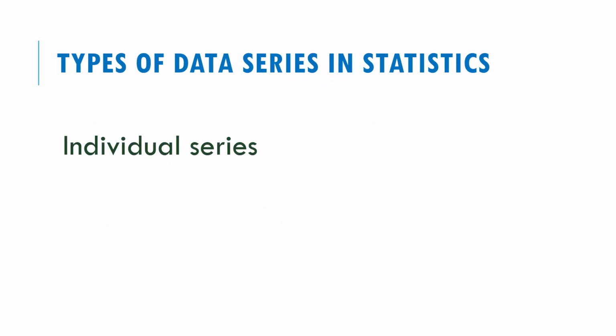Now, let us discuss the different types of data series in statistics. In statistics, data are generally classified into three types of series. First one is individual series, second one discrete series, and third one continuous series. In an individual series, each observation is listed separately without showing its frequency.